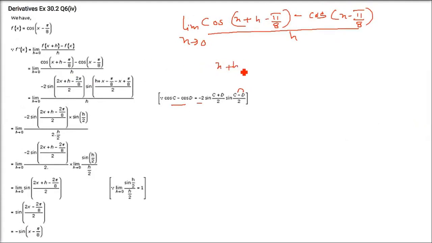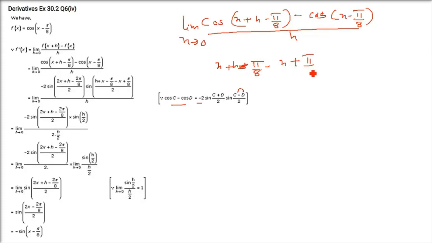So x+h−π/8 minus (x−π/8). This is not plus, I'll just change it. Since it is negative π/8, the π/8 gets cancelled. Also, if you see, x also gets cancelled. So only h/2 will remain. Only h/2 will remain.